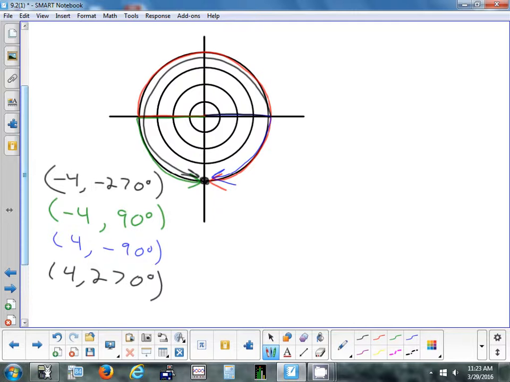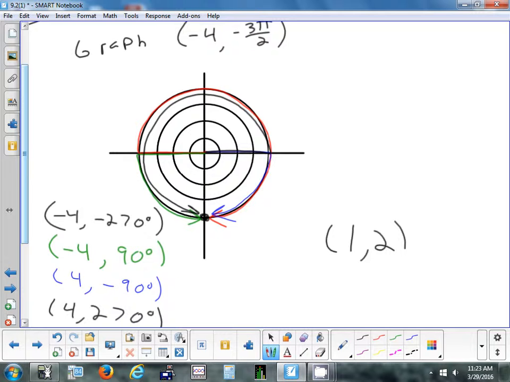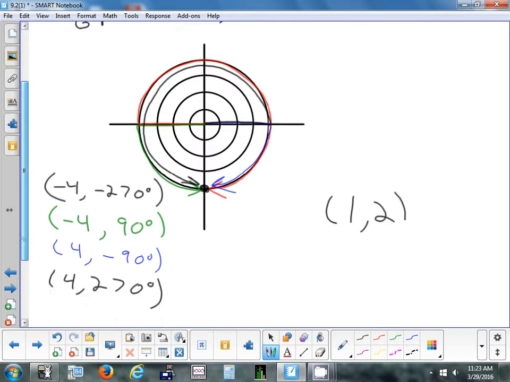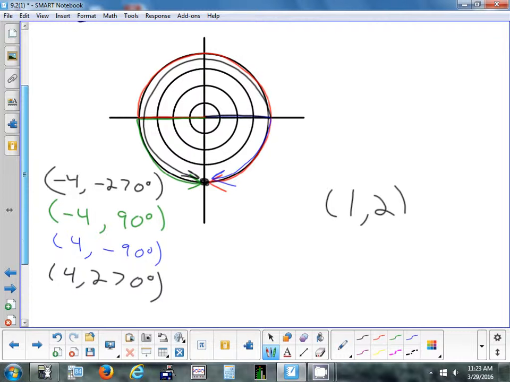So how many basic ways are there to get to every point in polar? 4. You can go left or right, and then you can go clockwise or counterclockwise. Does this happen with x, y coordinates? Like if I said I want you to get to the point 1, 2, can you write it different ways? No. If you change anything about this, it's not the point 1, 2. What we don't count is going around multiple times. If you go right and make a couple revolutions before stopping at your point, that's a repeat of one of these. So 4 basic ways to get to every point.